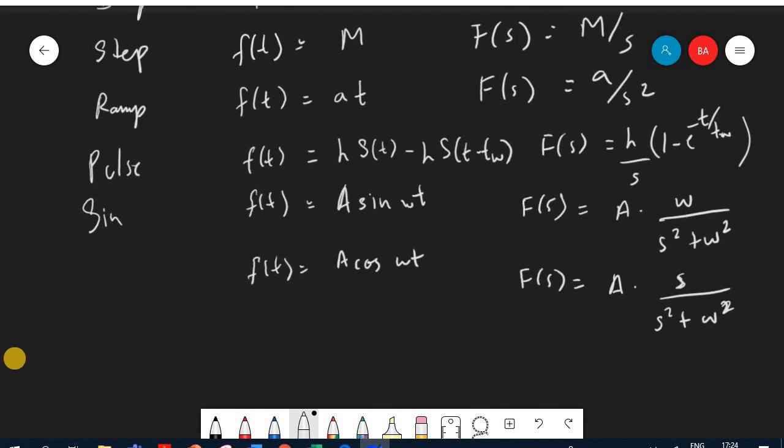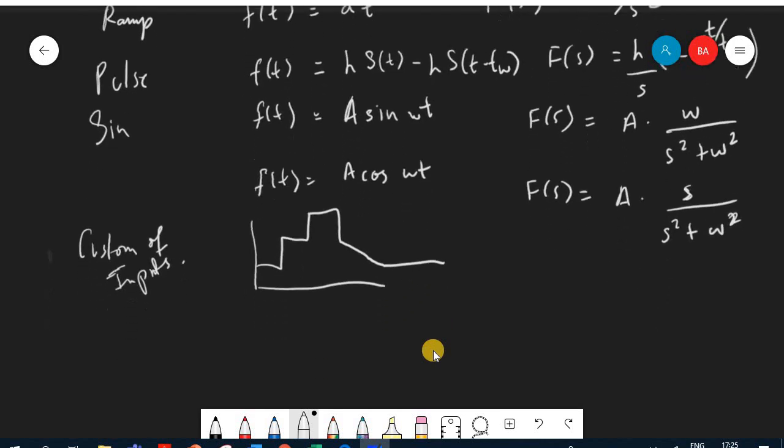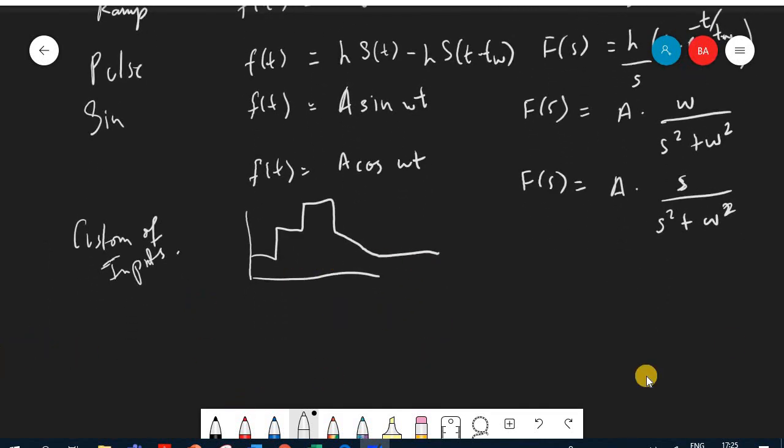And of course, just to tell you, you could have some kind of custom inputs, which we are going to take in some other lecture. Custom inputs means tailor-made, something that we cannot explain directly here. Custom inputs could be something like that. It could be anything, not exactly arbitrary, but not exactly a step or a ramp or a pulse by itself or a sine input. So this is what we have if we have custom inputs.